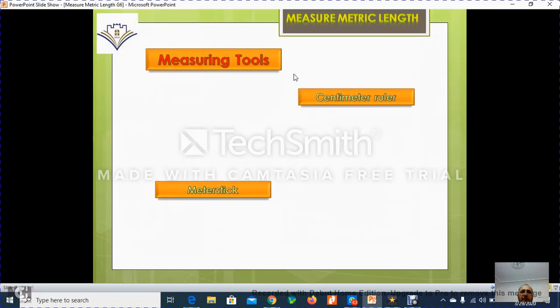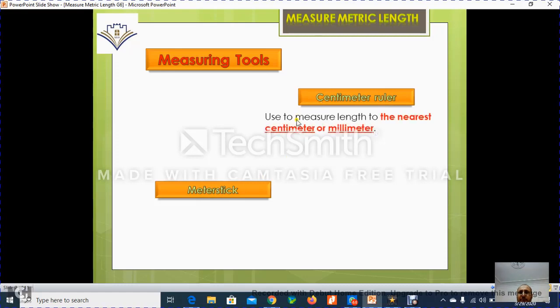In this first slide, we have measuring tools. How many tools do we have here? We have two. The first tool is the centimeter ruler, and the second is the meter stick.